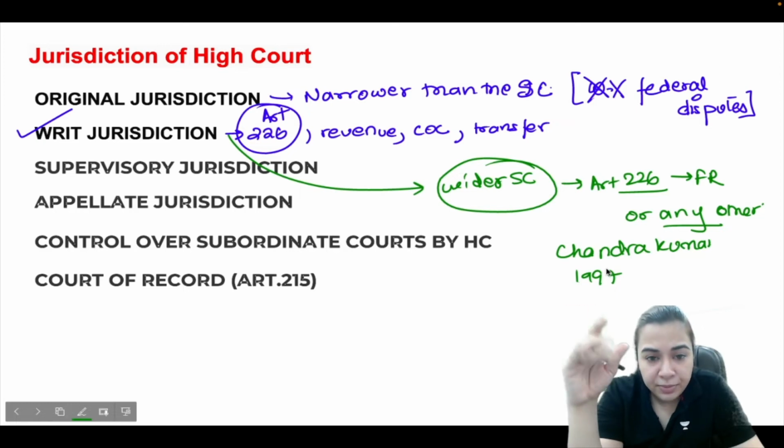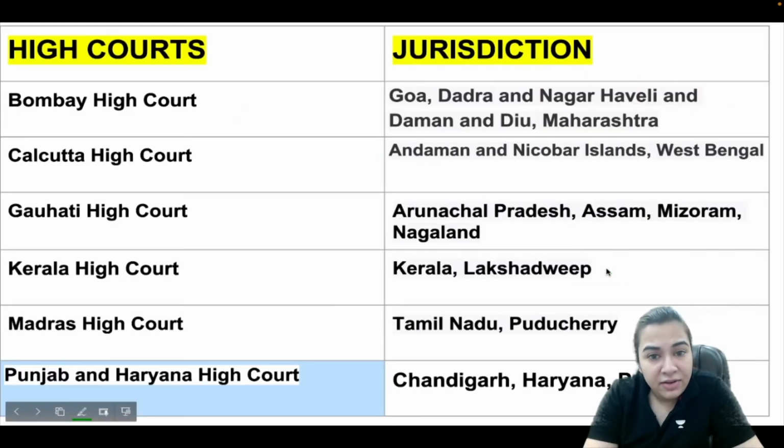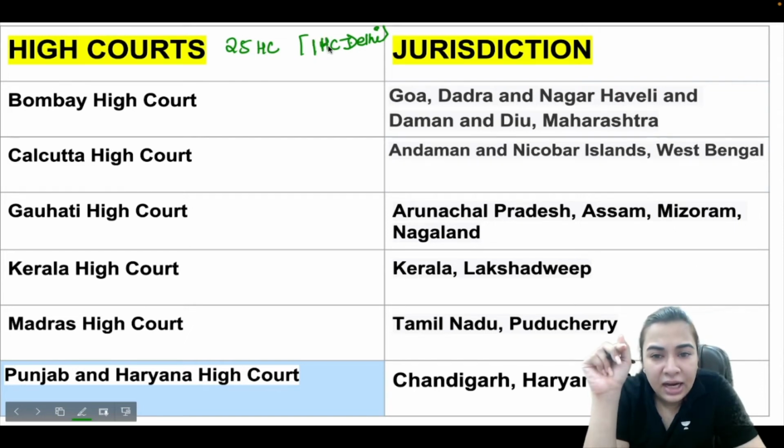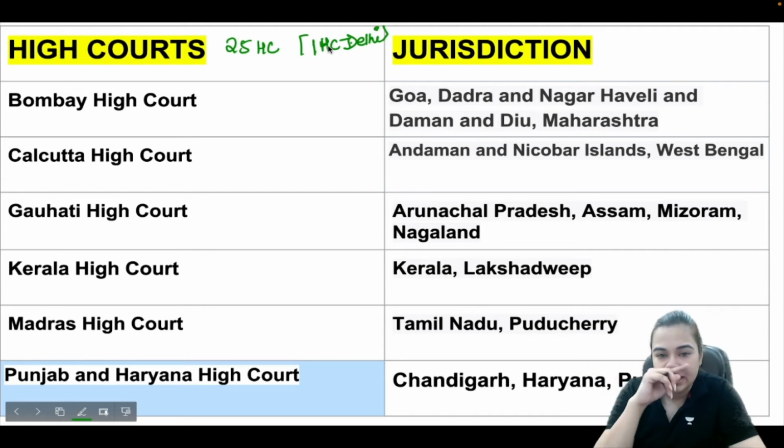But the major question remains, when there are 25 high courts in the country, right? In total, there are 25 high courts of the country, and this includes one High Court of Delhi. That seriously means that there are many other union territories and states which share a common high court. Let's try to understand this.